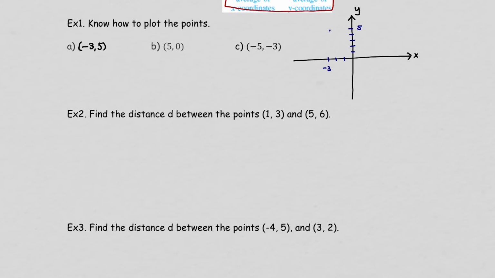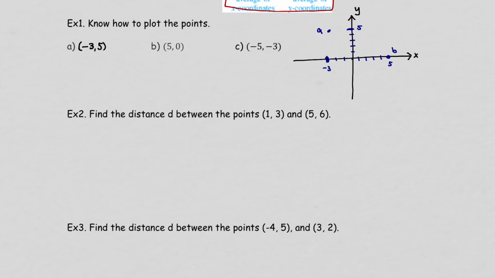So the point that crosses those two lines will be point A: -3, positive 5. B is going to be positive 5, 0. So from the origin, you're going to move right 5. And 0 means you're not going up and down. So it will be that point right there. That's going to be B.